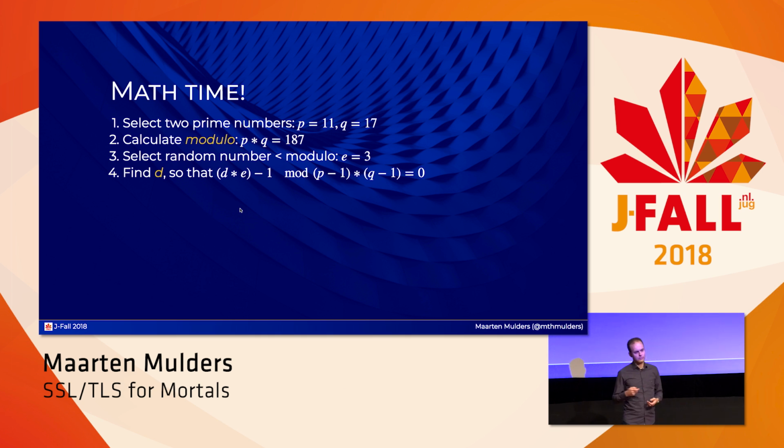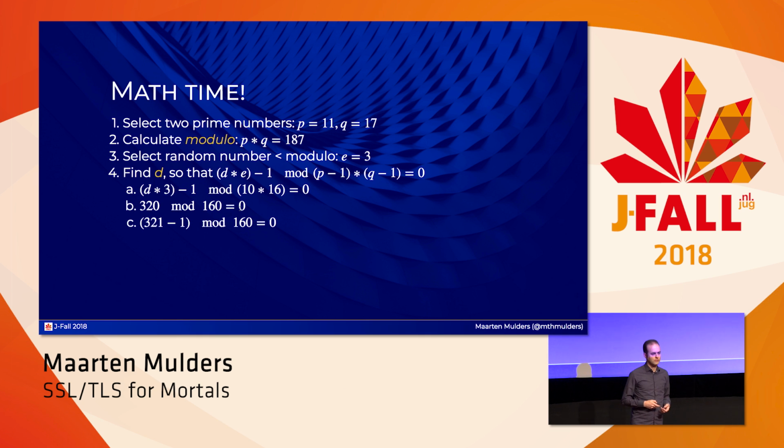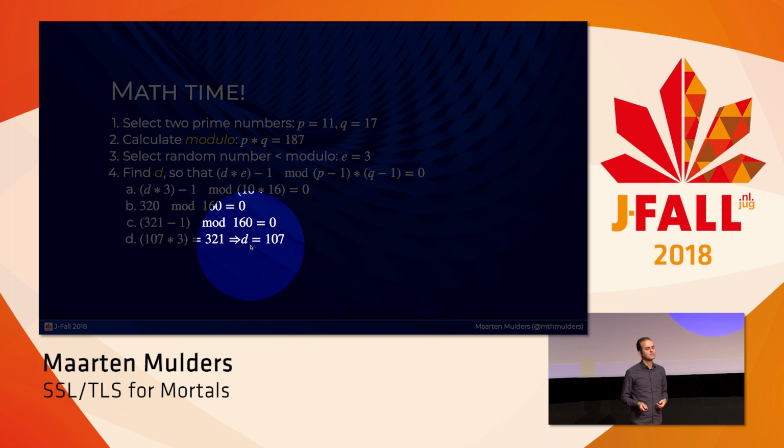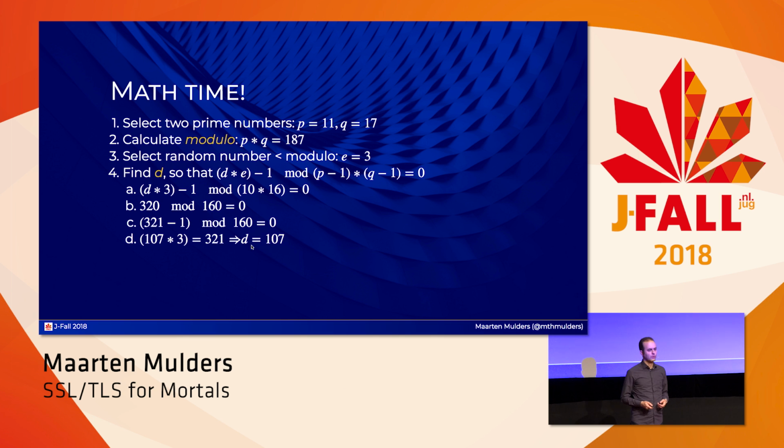And I'm not going to take you through all the steps. For those who like, you can verify that it's correct. What we see is that we end up with a number D that is 107. So if I would fill in this equation, D is 107, I would have 107 multiplied with 3 minus 1 modulo 11 minus 1 times 17 minus 1, which equals 0. Great, equation solved. Now move on.